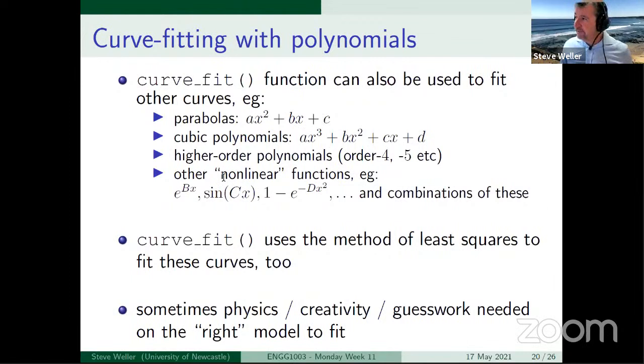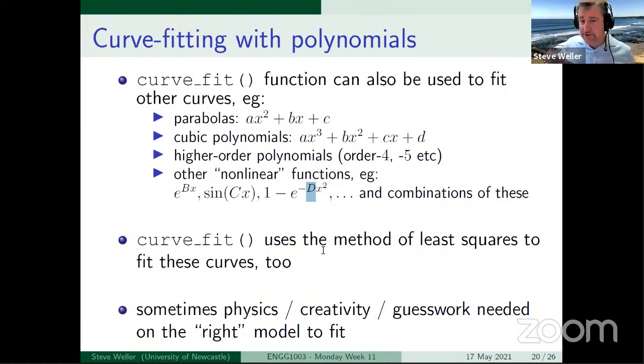Things like exponential functions or trigonometric functions or weird and wonderful functions like e to the minus x squared. Each time there's at least one coefficient to identify, B, C, or D, and so on. So the curve fit function, let's forget about the do-it-yourself. It gets way too complicated for these nonlinear functions, but Python allows us to solve those problems quite readily. And again, behind the scenes, it's actually using the concept of least squares.